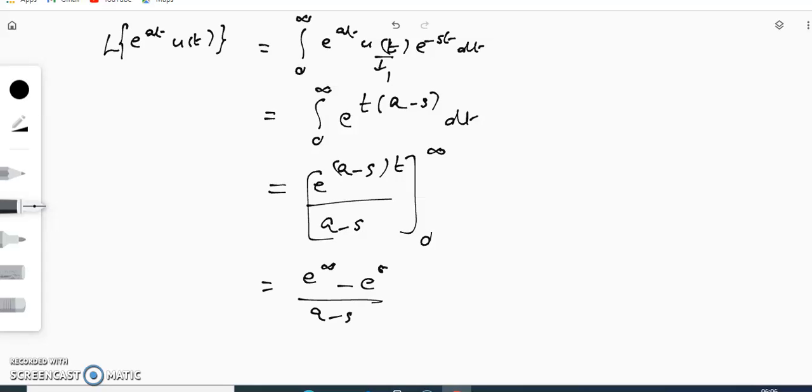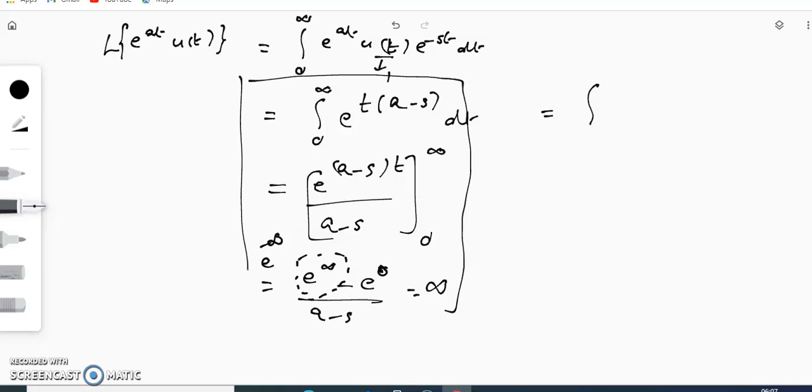Now the problem comes because your integral value does not converge here. What happens is there is an e raised to infinity, which will go to infinity. So you should not do it like this. What you have to do is transform the equation a little, such that at the end, when you integrate, you will get this value as e raised to minus infinity.